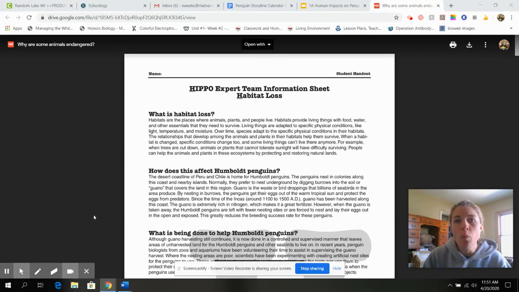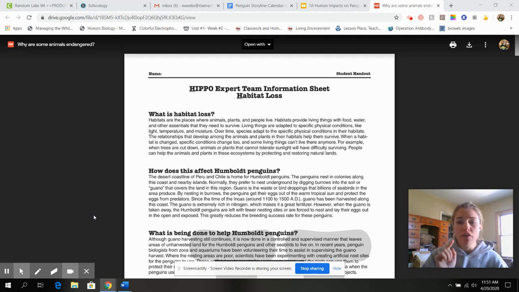Hey guys, what you are going to do today is a collaborative research project with your classmates, specifically focusing on the Humboldt penguins, because these are the most common species of penguin in zoos or wildlife sanctuaries in the United States. The other thing about Humboldt penguins is they're actually an endemic species as well.